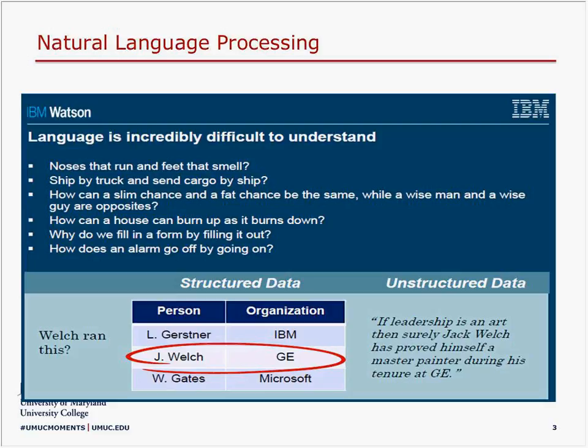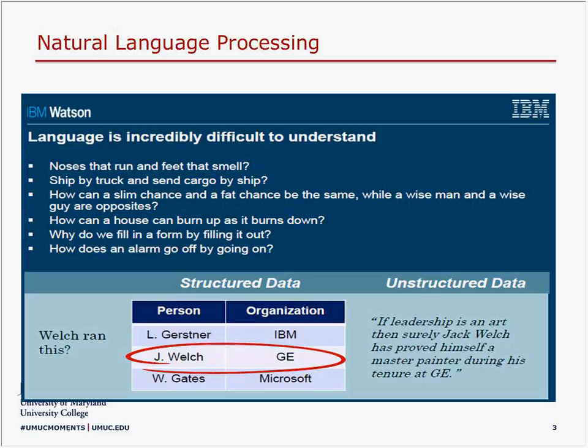Sometimes we want the machine to interpret our natural language, but even we as people sometimes don't understand each other depending on the expression. For instance, if we read the second bullet here, ship by truck and send cargo by ship, not always for the first time are we going to understand this expression. And this is just to point to the challenges of interpreting natural language.